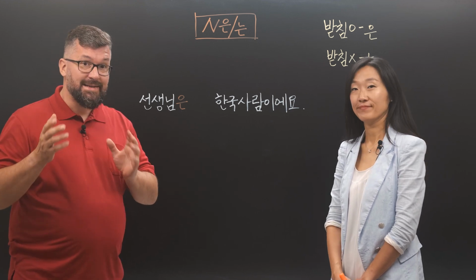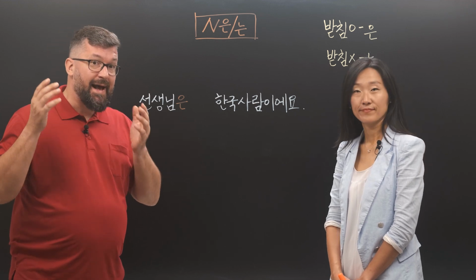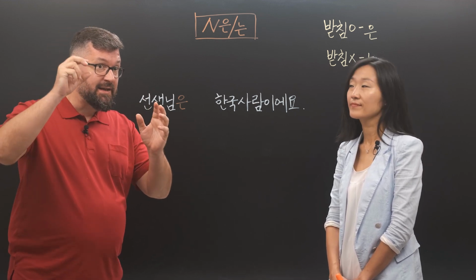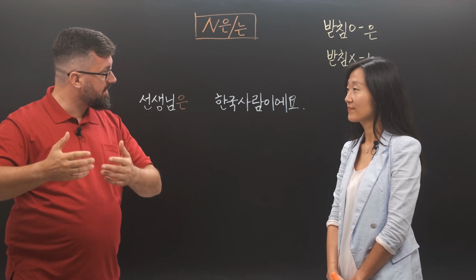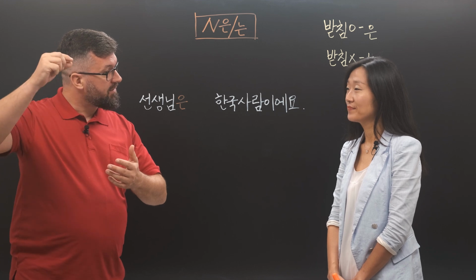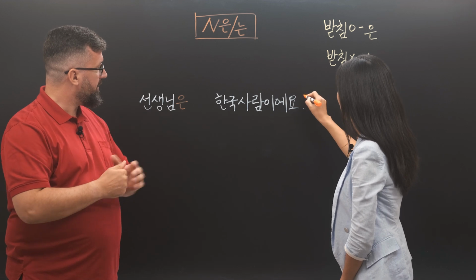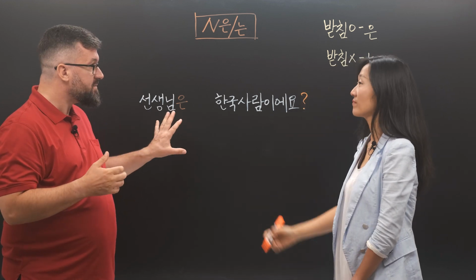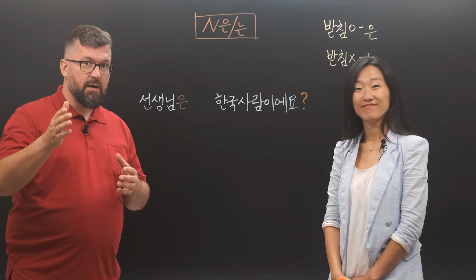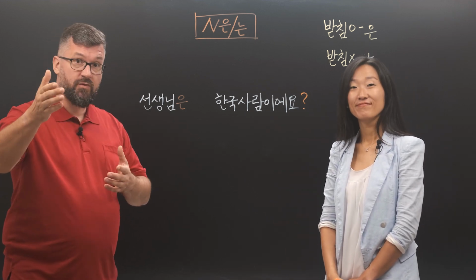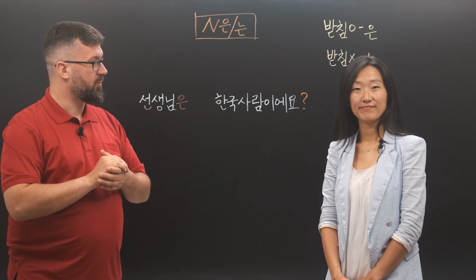But in the last lesson, we learned how to ask questions, right? We learned that we can ask a question by raising the tone at the end of a sentence, of a statement. So the sentence is exactly the same, but we raise the tone at the end of the sentence. And when we write, we put a question mark instead of a period. So that's how the sentence becomes a question. 선생님은 한국 사람이에요? Means, is the teacher Korean? Is the teacher a person from Korea? So we are asking about the teacher now, and not saying that the teacher is a person from Korea.